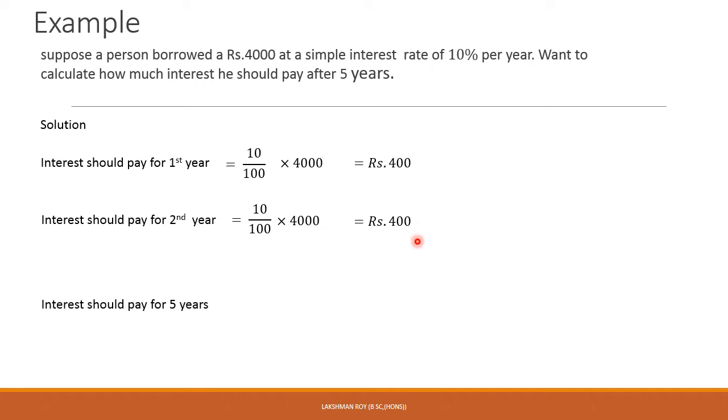So that means, to find the interest to be paid for 5 years, there is no need to calculate the interest for the first year, the second year, the third year, and so on. Simply you can take the interest for 1 year, which is 400 rupees. So 400 rupees should be multiplied by the number of years, 5 years. Then 400 multiplied by 5, you get 2,000 rupees. So that is the interest you have to pay.